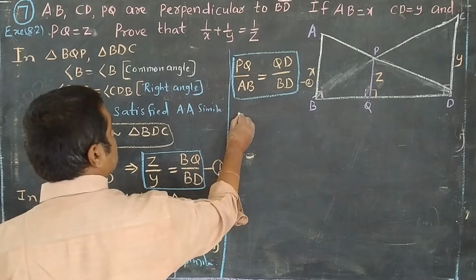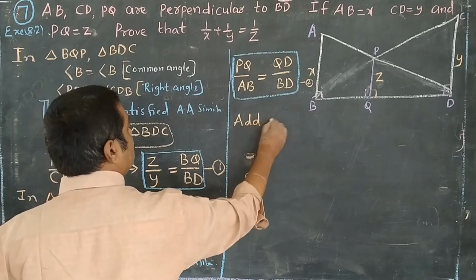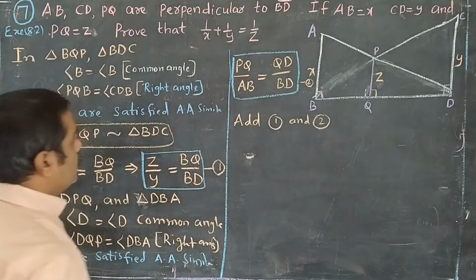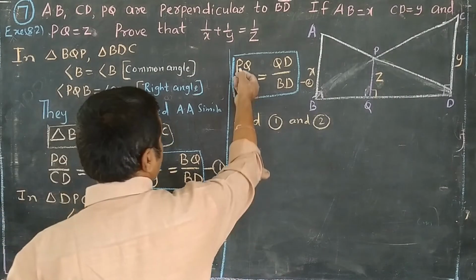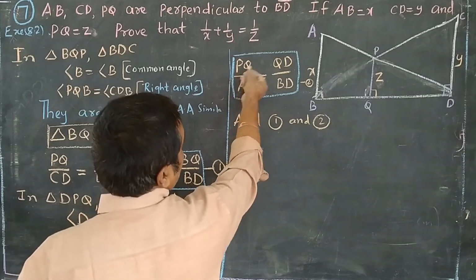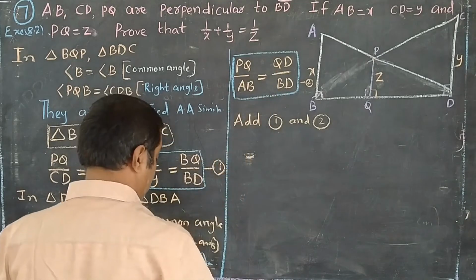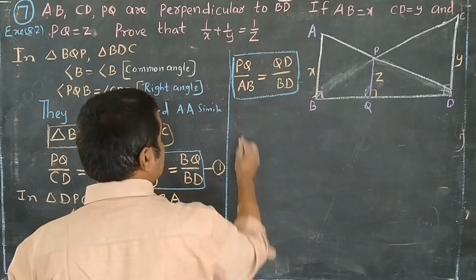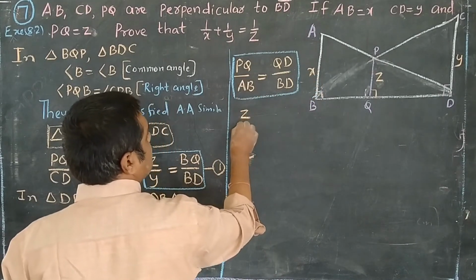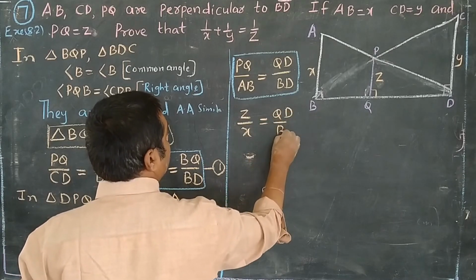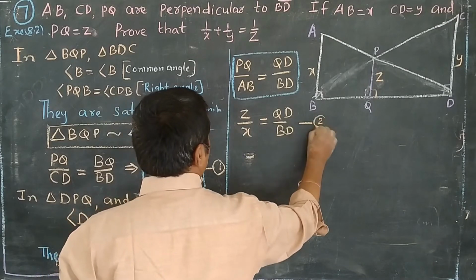Now very simple, add first and second. Before that, better to substitute the values here. PQ length is given as Z. One more step, better: instead of this, take the second equation as Z by X is equal to QD by BD. This is the second equation.